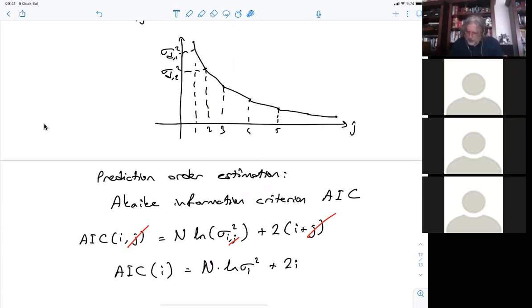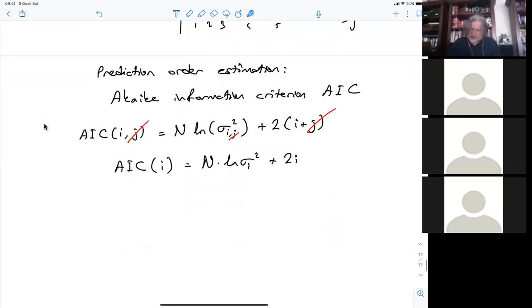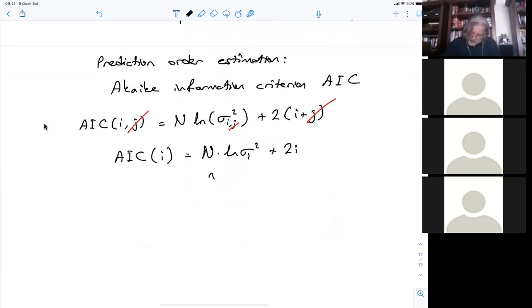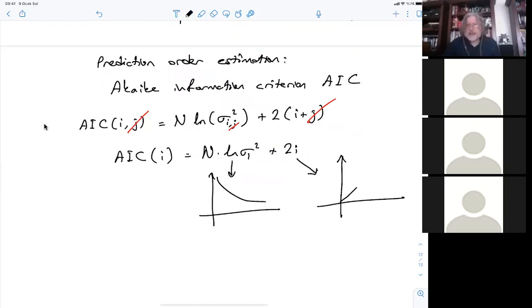And the logarithm of these values, as you see, becomes smaller and smaller. The numbers are becoming smaller and smaller, so their logarithm is also decreasing. But meanwhile, the index I, when it increases, so does 2I. So what we really have is the logarithm of that decaying thing. From here, there's something decreasing. And from here, there is something increasing, 2I, with a slope of 2.